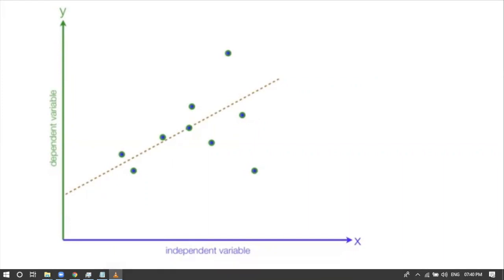You want to find a line which tries to go through all of the points, and if it doesn't, it tries to come as close as possible. Now you can see these points are a bit far from each other, so it's not possible that there will be a line which can cross each and every point. We need to find the straight line which can be close to most of the points.